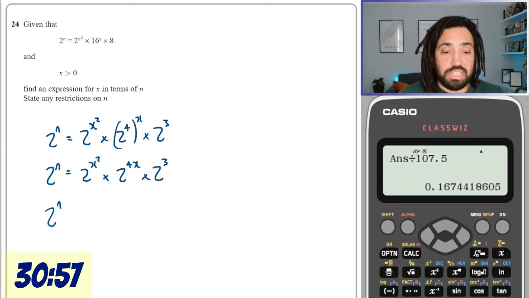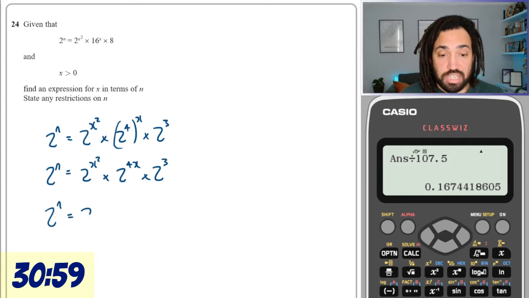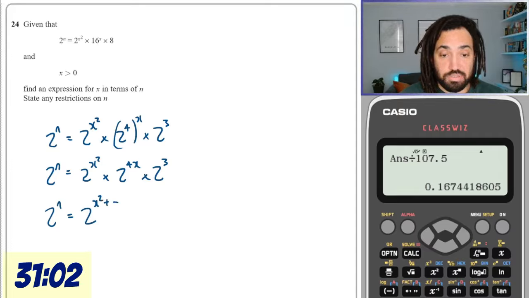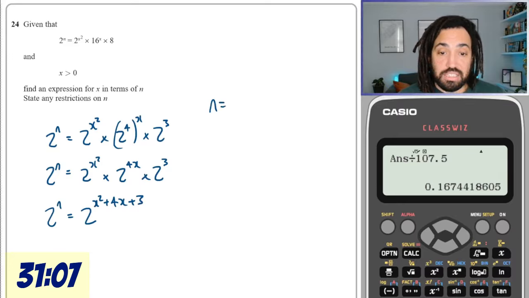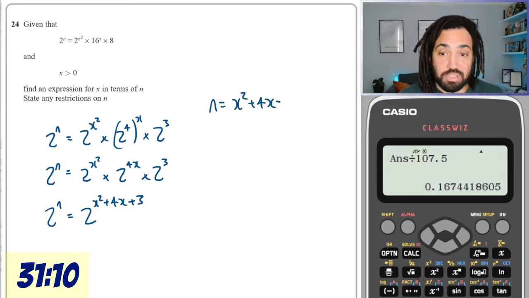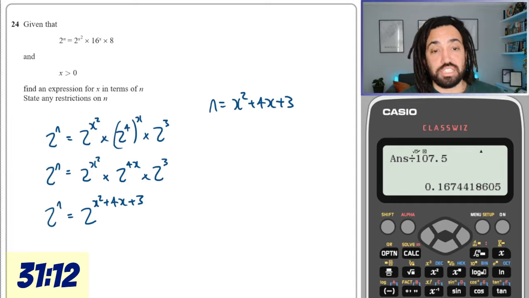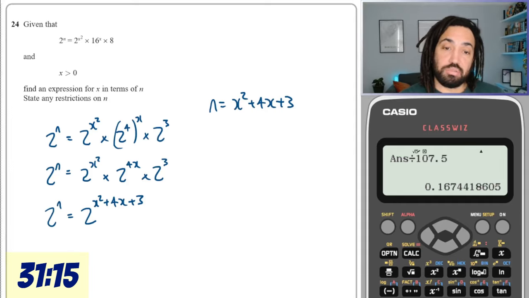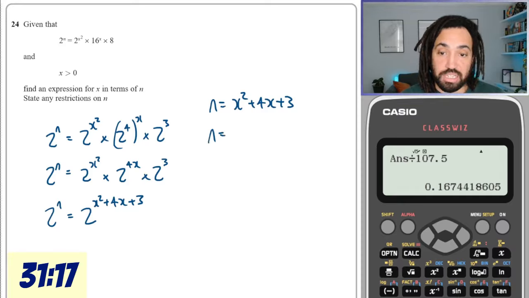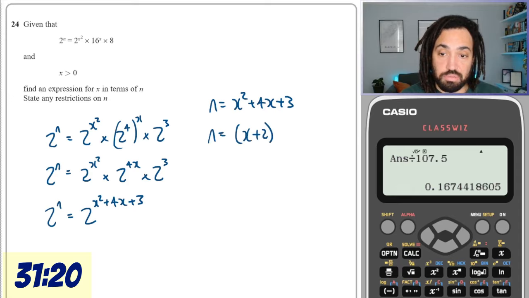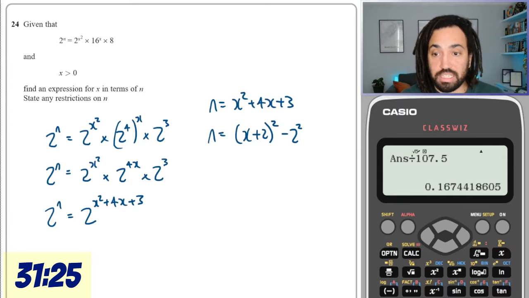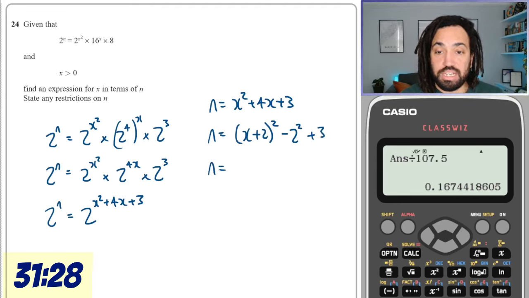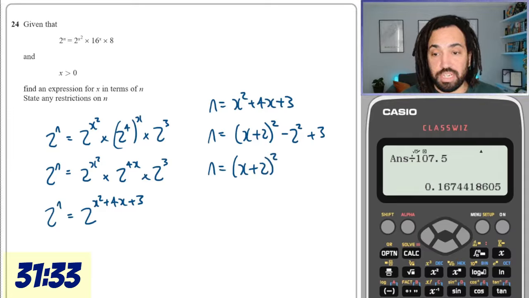And then when you're multiplying these 2's, you just add the powers. So it's x squared plus 4x plus 3. So we're saying that n is equal to x squared plus 4x plus 3. It says find an expression for x in terms of n. So if we want to make x the subject, we have to use completing the square. So that's x plus 2, because it's half of 4, minus, again, half of 4 squared, plus 3. So n is equal to x plus 2 squared minus 4 plus 3, which is minus 1.